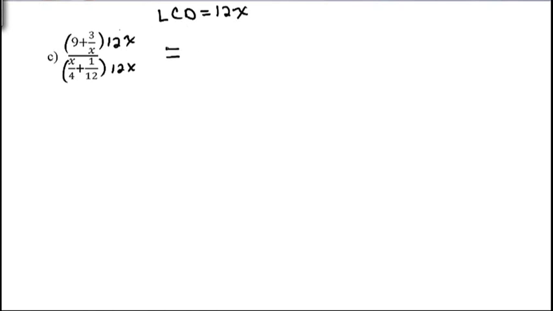So 9 times 12x would be 108x. And then when we multiply the 3 over x by 12x, the x's cancel, leaving us with 36x. And when we multiply x over 4 by 12x, 4 goes into the 12 3 times, so we'll have 3x squared, plus 1 over 12 times 12x. The 12's cancel, leaving us with an x. Oops, this x shouldn't be here. This would just be 36 on top.